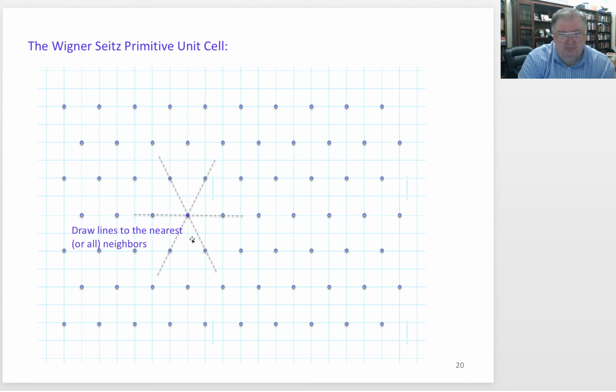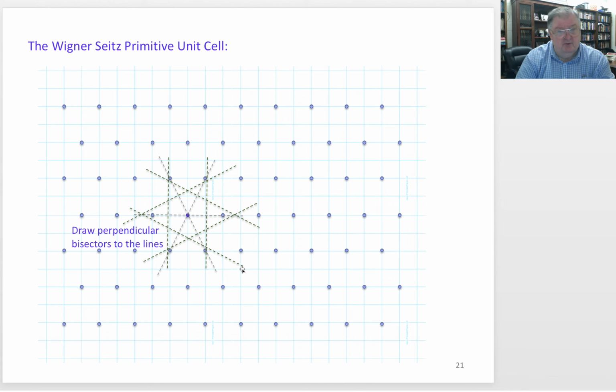Remember what a perpendicular bisector is. It's perpendicular to the line I just drew, and it chops it exactly in half. If I draw perpendicular bisectors, these are the green lines here. For example, this line has this as its perpendicular bisector. This line here has this as its perpendicular bisector. You look at this and you see what I've done is I've defined an area in this two-dimensional example. This area constitutes a primitive unit cell.